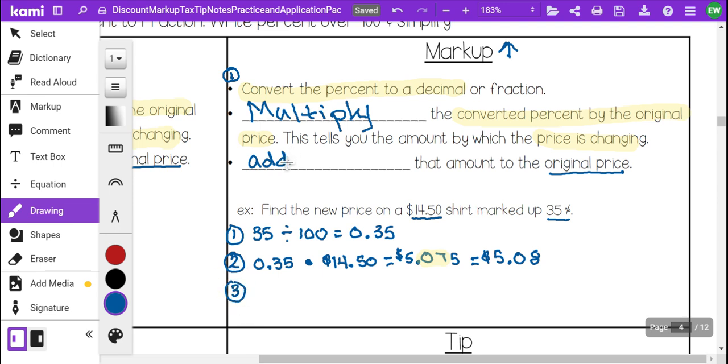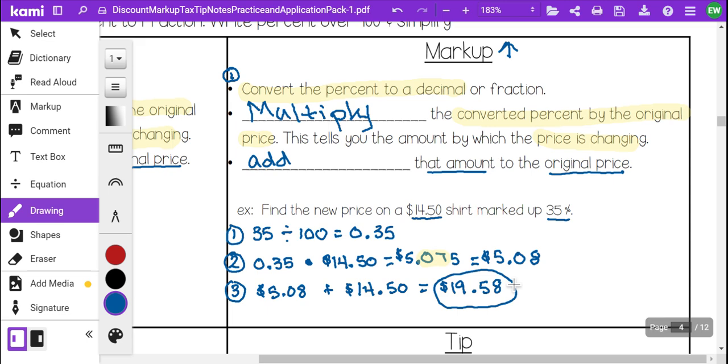All right, last step. The last time we subtracted, but this time we add. We add that amount, 5.08, which is our markup, to a shirt that's $14.50. We are going to get a new price. So you put that in the calculator, and you get $19.58 as the new price of the shirt. So they had to increase the price here. All right, pause if you need to catch up on the notes.